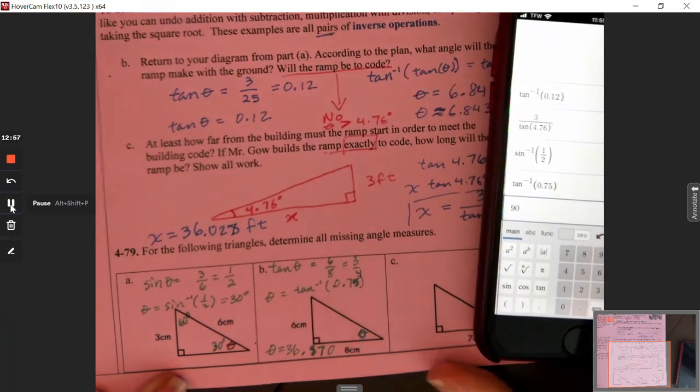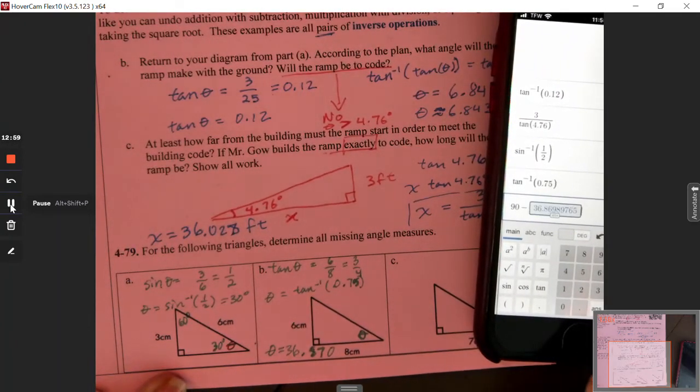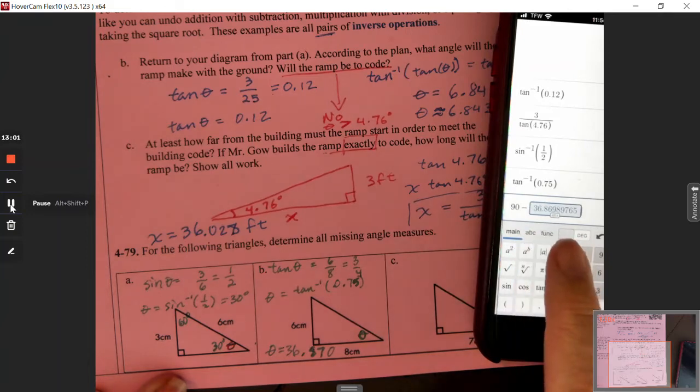Okay, let's see what you can do with C on your own. Decide what to set up: sine, cosine, or tangent. That's the first question.